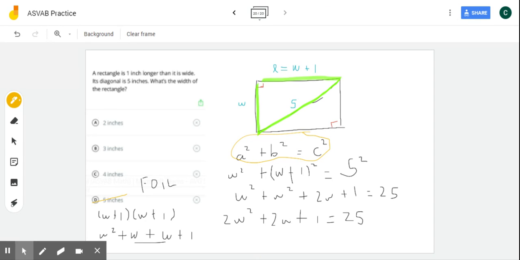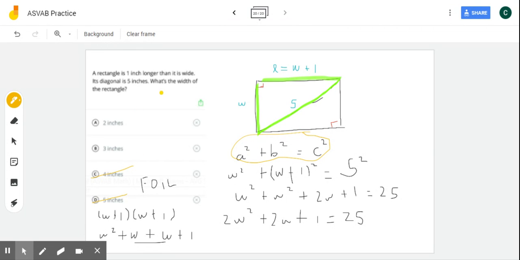Additionally, it says we're looking for the width, and the length is 1 inch longer than the width. So if the width were 4 inches, then the length would be 4 plus 1, which is 5. But that can't be true because the diagonal is 5 inches. Again, that hypotenuse is the longest side. So we're going to cross 4 inches off the list. And then we only have 2 options to choose.